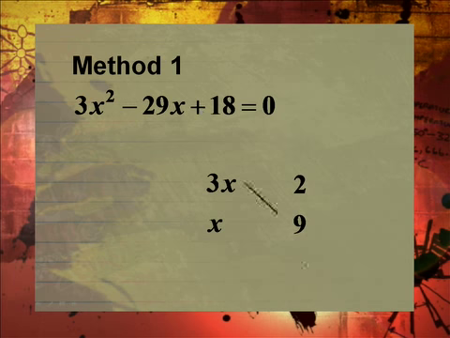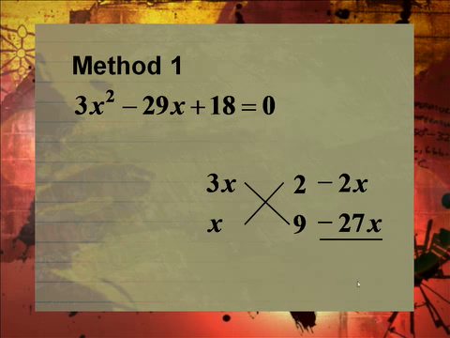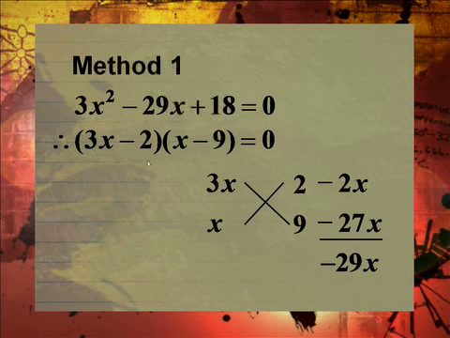Now let's cross multiply. This is quite a complicated method. 9 times 3 is 27x, and x times 2 is 2x. With the same signs, because of the plus and the minus there, we need to get the middle term of minus 29x, which we do get. These definitely give you minus 2, minus 27, which is minus 29. And then we factorize. We've got 3x minus 2 and x minus 9, and you've got your little factors there.